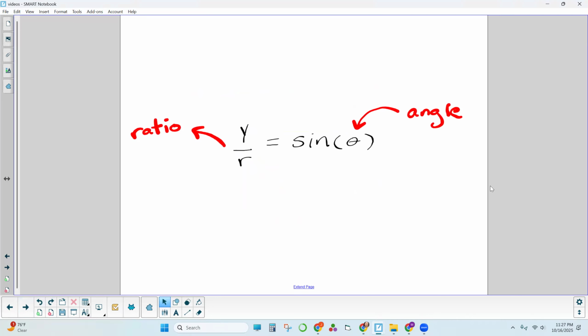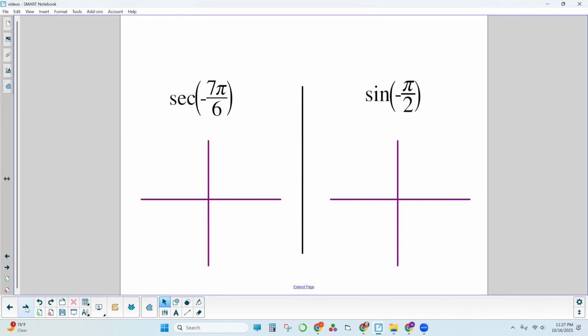Now, first, let's look at a trig function and understand something. The angle, theta, is the independent variable or input, and the trig ratio, y over r with sine, is the dependent variable or the output. I have another video where we find theta. This time we're doing the opposite. We're given an angle, and at that angle, we're asked to find a trig ratio. So that's what we're doing here.